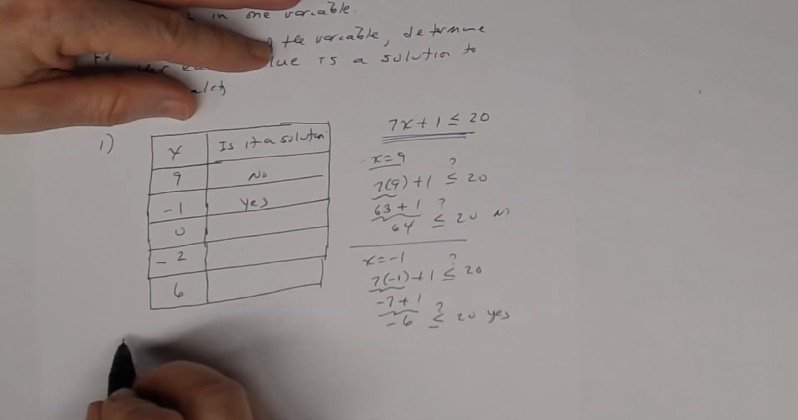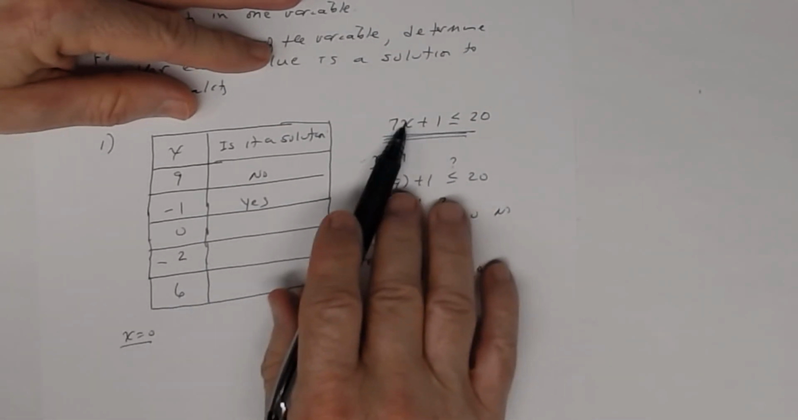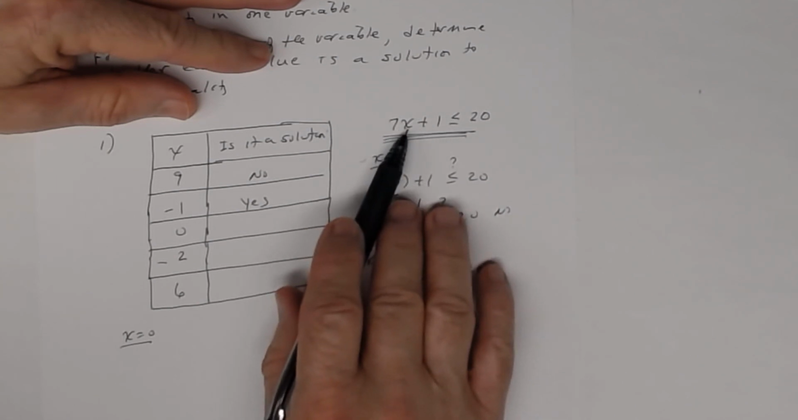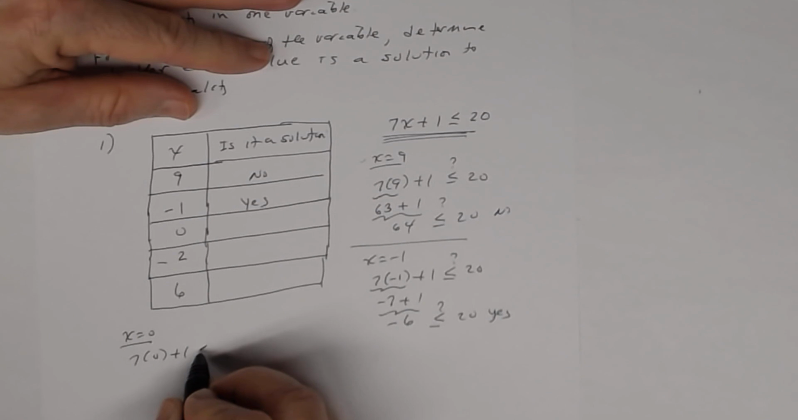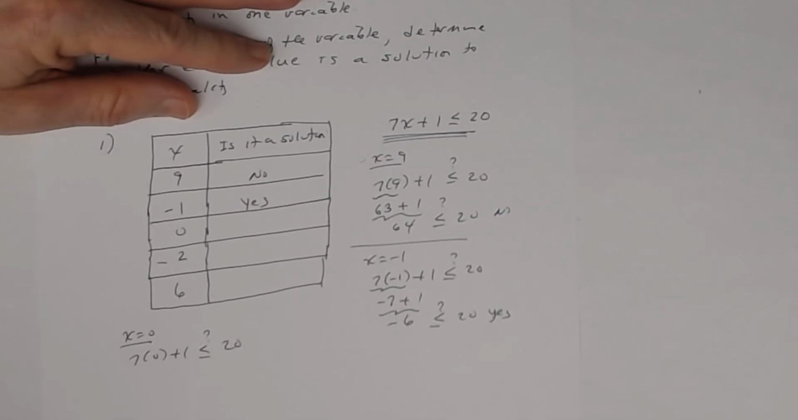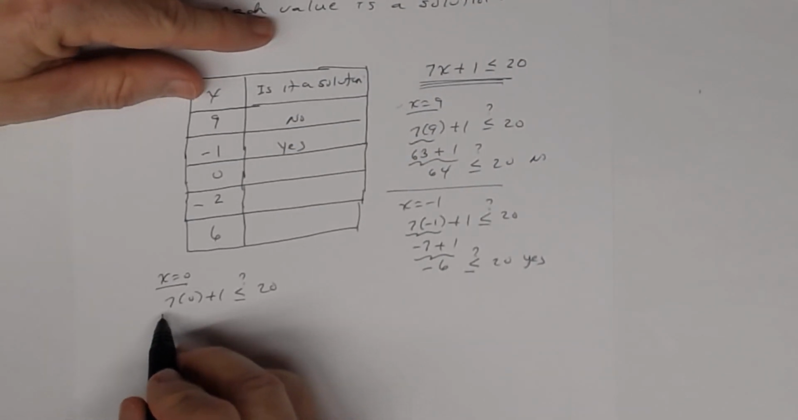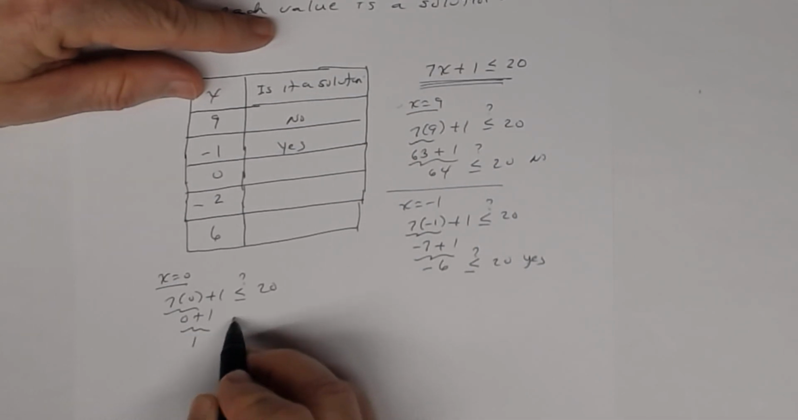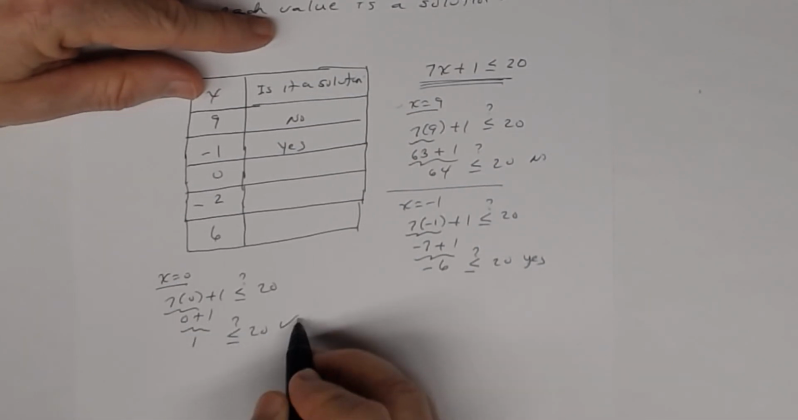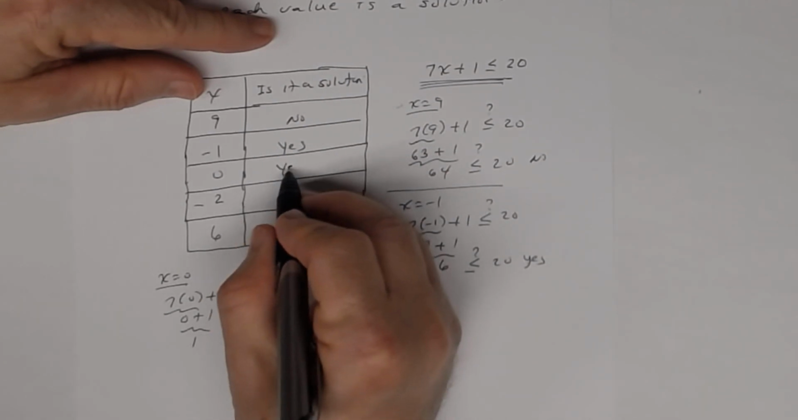Let's do 0. So let's check x equals 0 now. You go back to the original inequality. In place of x, you substitute 0. So I get 7 times 0 plus 1, and I want to see if that's less than or equal to 20. Well, 7 times 0 is 0. 0 plus 1 is 1. And is 1 less than or equal to 20? The answer is yes, right? So that's also a solution.